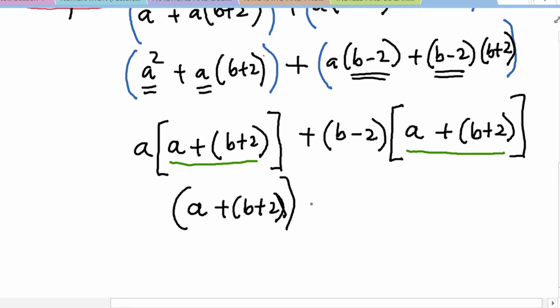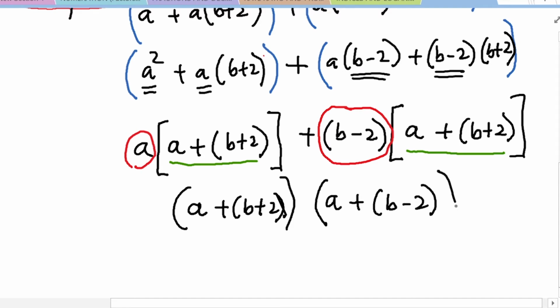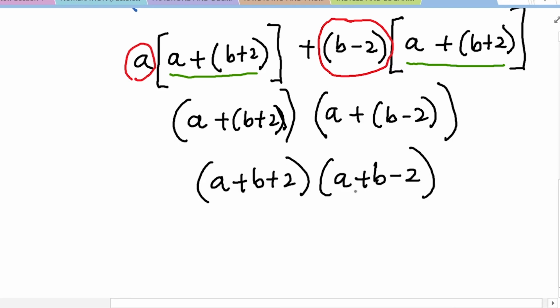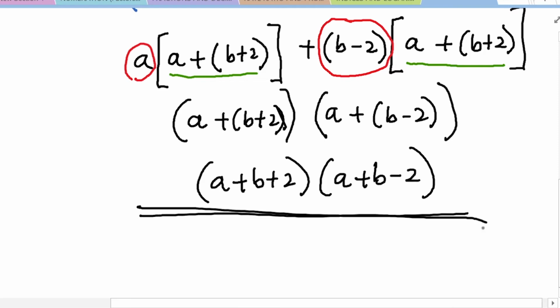Then the items that are outside the brackets, we put them in their own bracket. And so that means it's going to become a plus b minus 2. And so from here, we can conclude and say this is going to become a plus b plus 2 into a plus b minus 2. And there we have factorized that expression completely. Now that's one way of doing it.